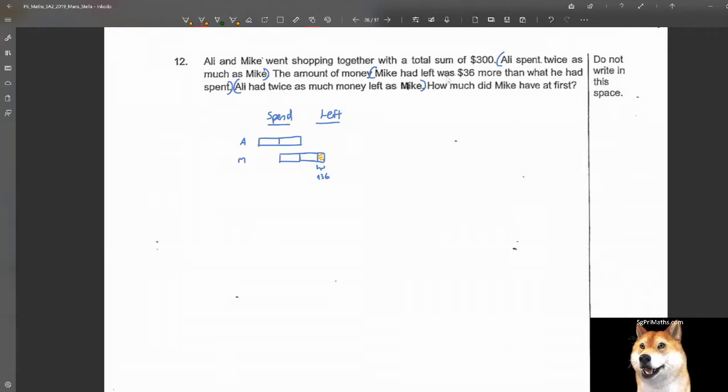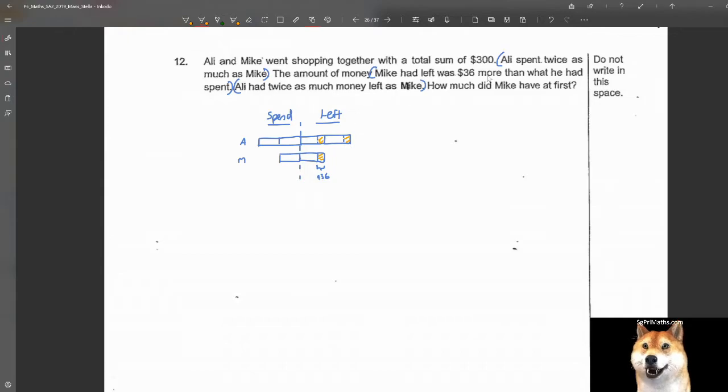Okay. And then Ali had twice as much money left as Mike. So which is, okay, let's do the separation. This is what Mike has left. So Ali has twice, which means it's one, this, another one. And within each of these big blocks, there is a small orange block, which is $36.